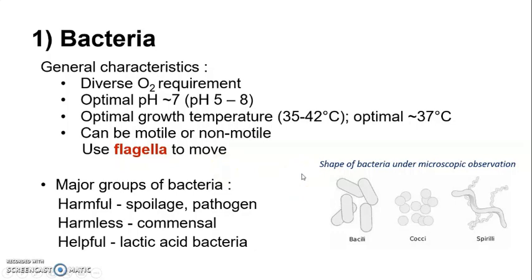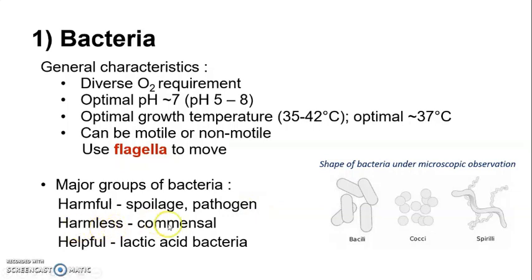Bacteria also differ in shape. Typically, rod-shaped bacteria are called bacilli. Round, grape-like shaped ones are called cocci, and corkscrew shaped ones are called spiral. Most bacteria can be grouped into 3 major ones. The first one is harmful bacteria: spoilage microorganisms and also pathogenic microorganisms. These two types of bacteria groups, spoilage and pathogenic, are the most concerning ones that can make us sick and sometimes even cause death.